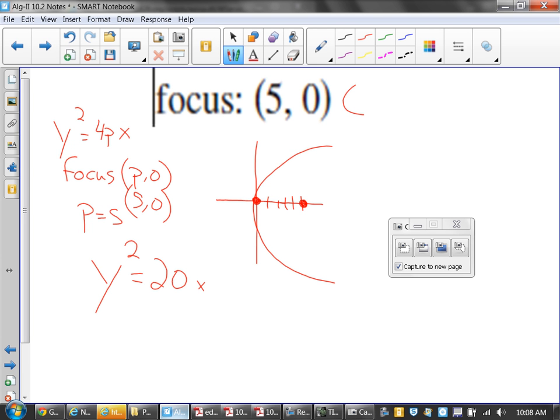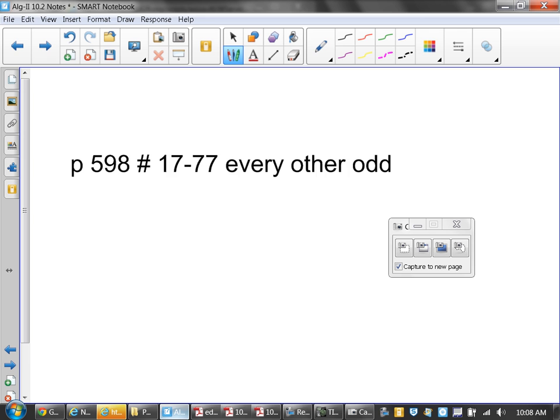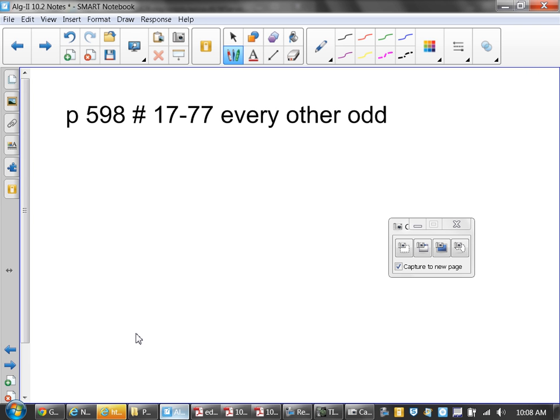Okay. Let me give you a few of these to try out for tonight. We'll go 17 through 77, every other odd. That's a lot. There aren't that many graphs. There's only, I want to say, 5 graphs maybe total, maybe 4. The rest of them are really identifying the focus, identifying the directrix, and then writing the equation.